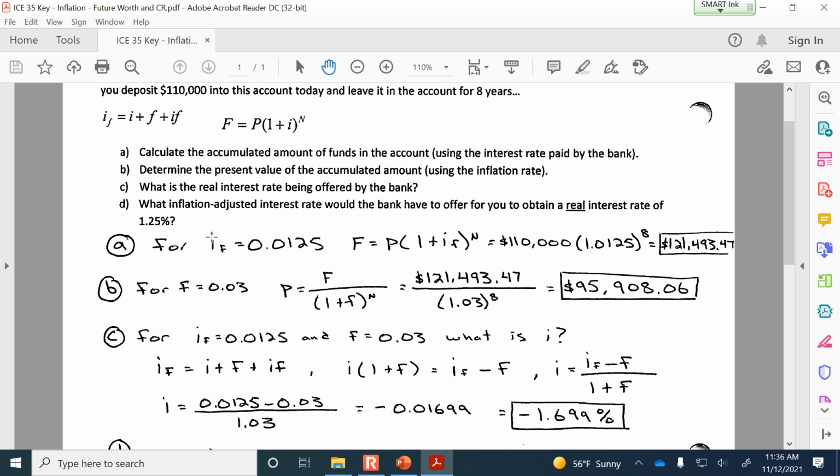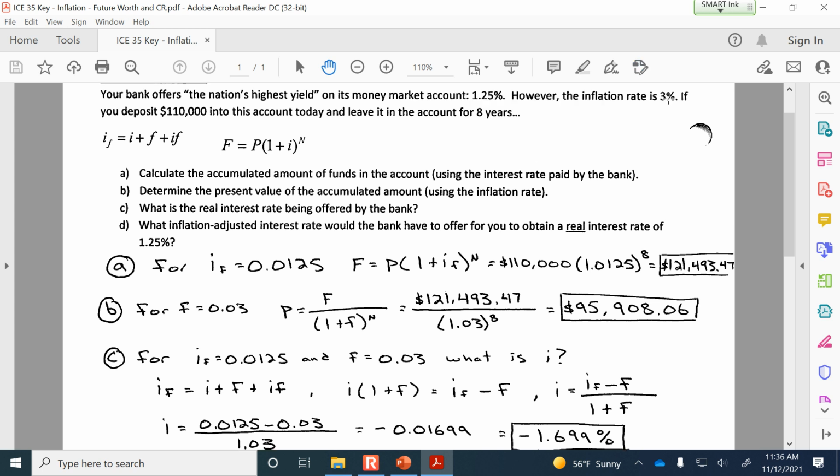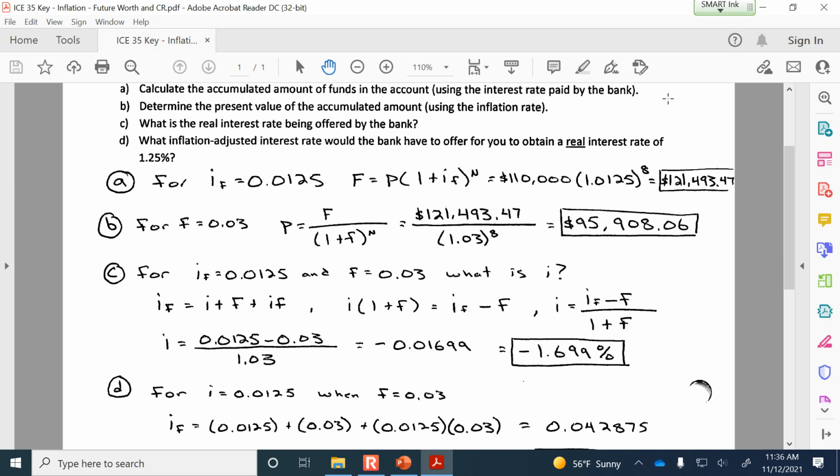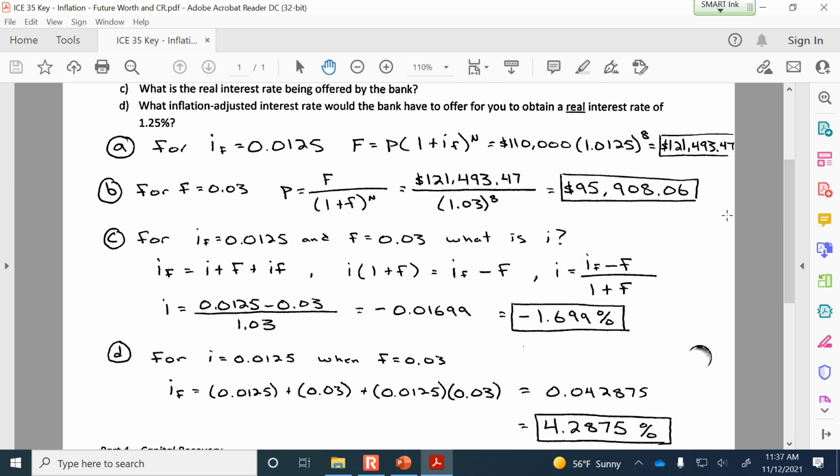And that is the idea behind those government I bonds that I was telling you about, is they promise you that you're always going to earn a real rate of return of, let's say, 1%. And so they say you're going to make 1% plus inflation. So in this example, it's saying, what if you're going to earn a real interest rate of 1.25% and inflation is 3%? How much would the account actually have to pay? And so if we're solving for I sub F required in order to achieve a real rate of return of 1.25%, then that means the account should earn 1.29%.